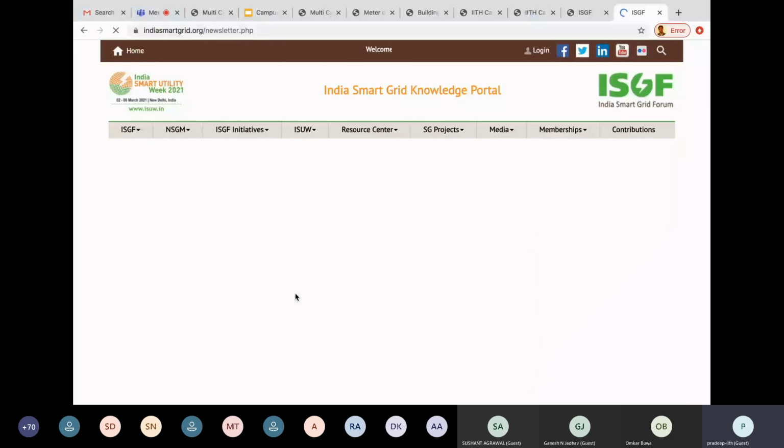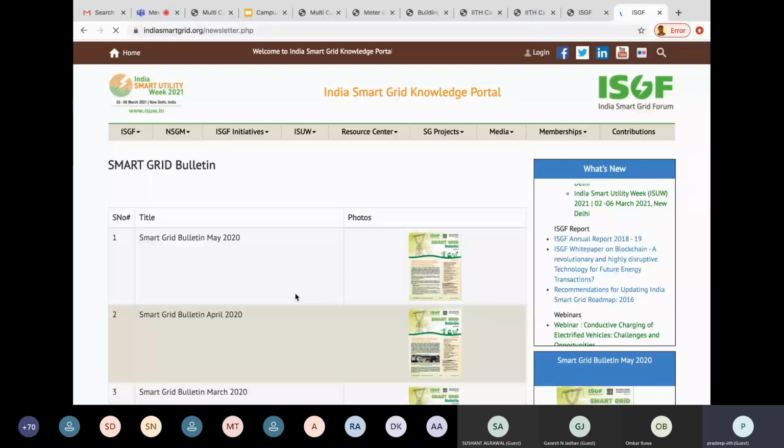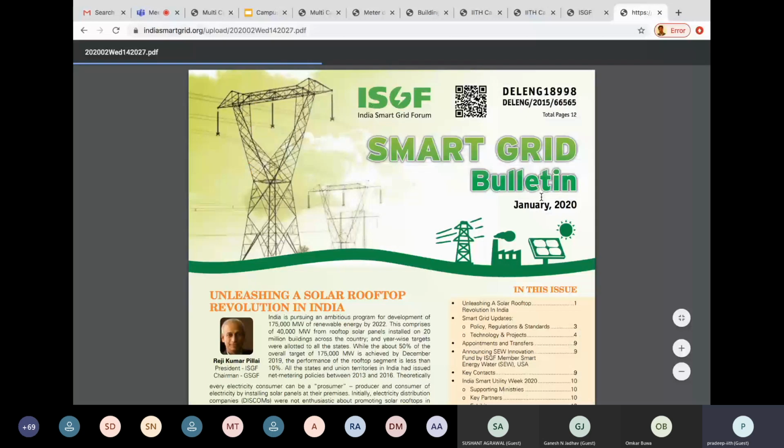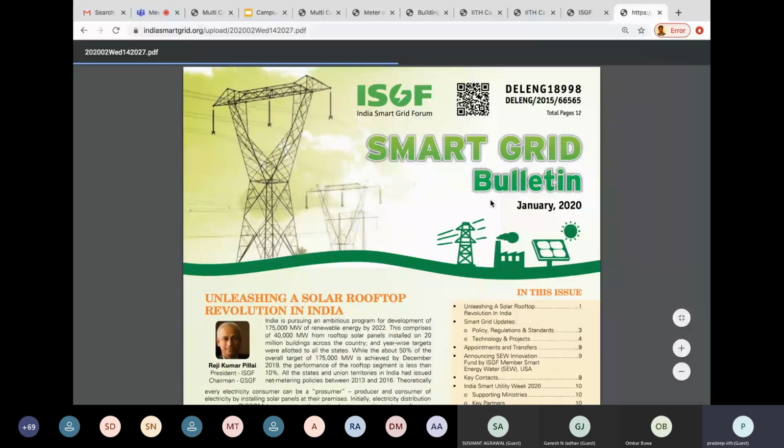So as a sample, let's open the January 2020 one. If you open that, you will get a 12 to 15 page monthly bulletin, and it has everything: national news, international news, everything will be there. So I strongly recommend people to go to this India Smart Grid Forum website, and you can register every month. It's free, no cost for this.